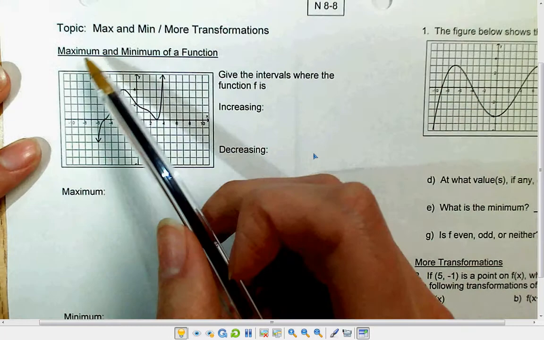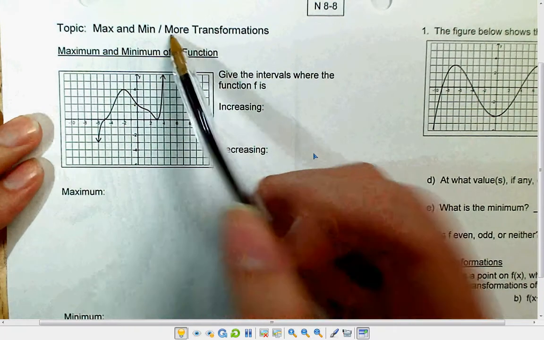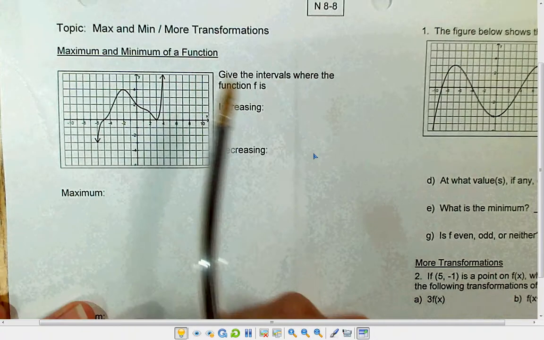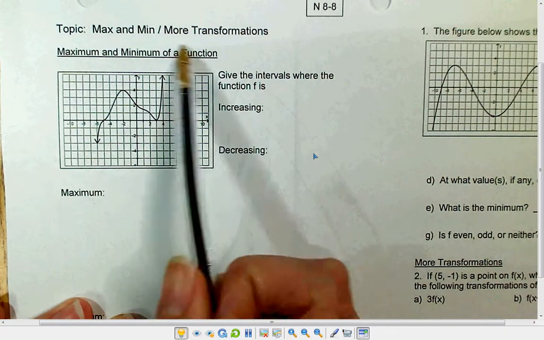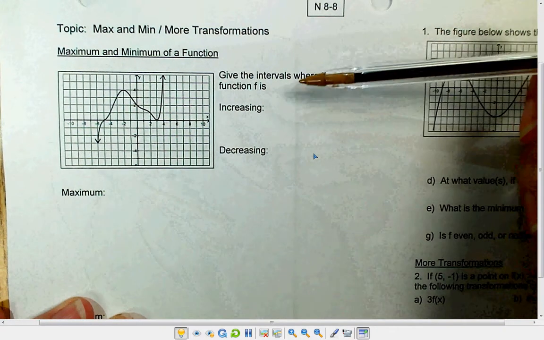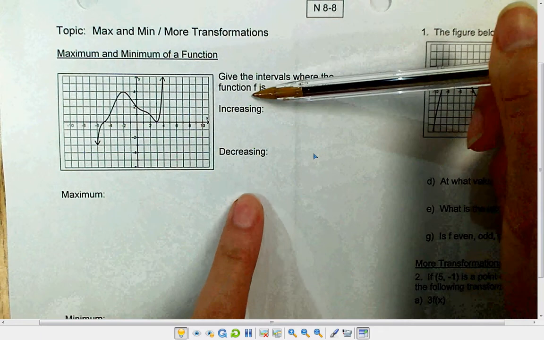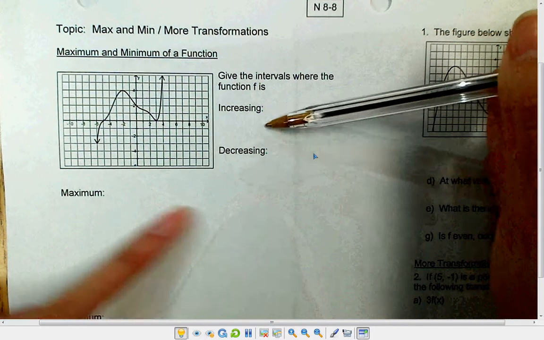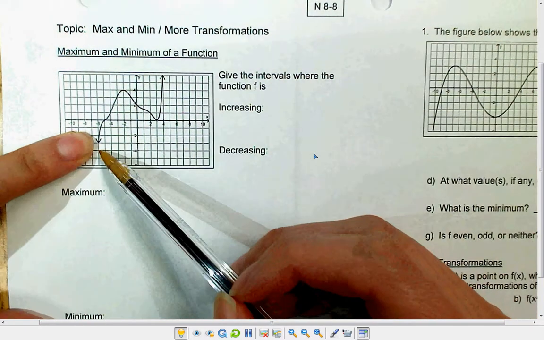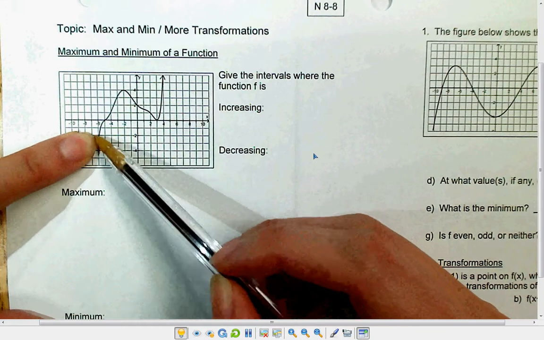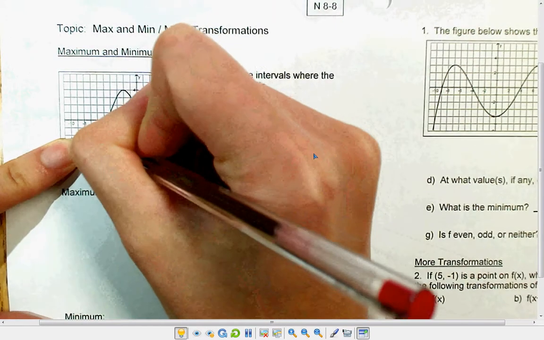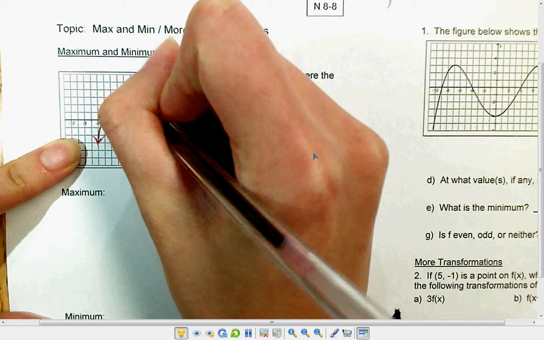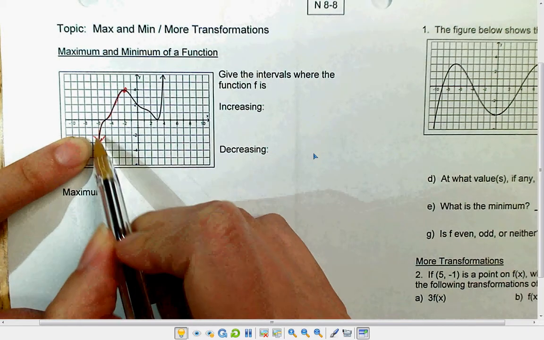Today we're looking at maximum and minimum, as well as a little bit more on transformation. So let's start off with this function right here. We're going to start off with something we already know, which is finding the intervals when the function is increasing and decreasing. So increasing, let's start at the left side of our function. From here all the way until this point, our function is increasing, because from left to right it's going up.